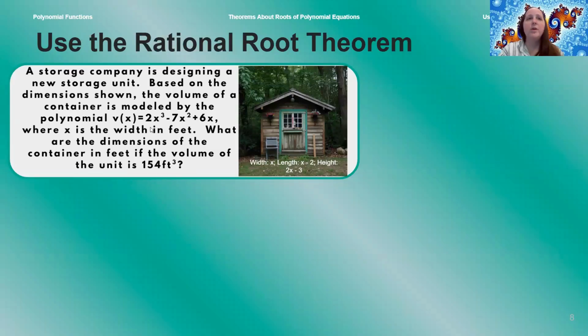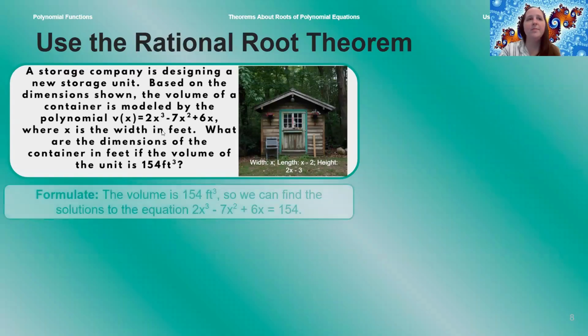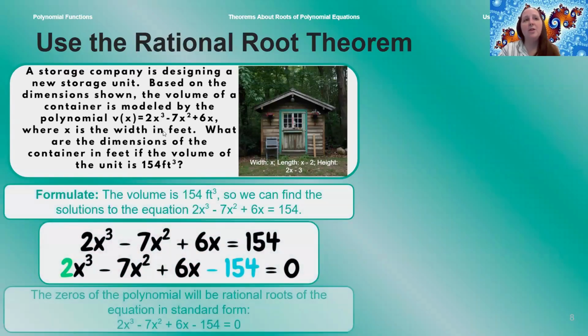Okay. So we got the 2x cubed minus 7x squared plus 6x by multiplying. For volume, it's length times width times height. So x times x minus 2 times 2x minus 3 gives us this polynomial. The volume is 154 cubic feet. They told us that in the problem.